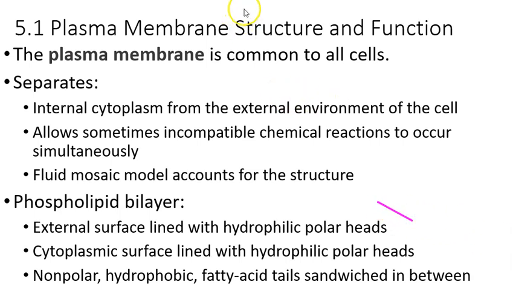I'm trying to write, and that's not really working out. Those heads are pointing themselves towards water. The cytoplasmic surface is lined with hydrophilic polar heads, again because water is on the inside and the outside. But the hydrophobic part is sandwiched in between. I would star that. You need to know that and what it looks like.